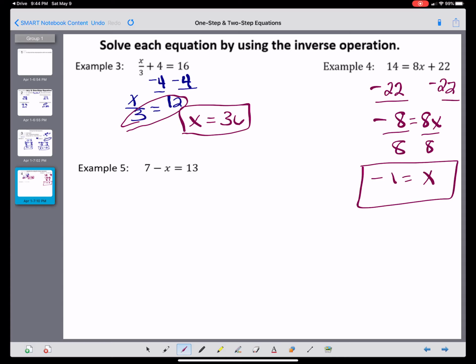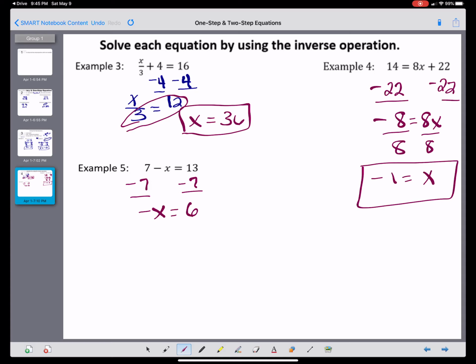Okay, last one, example number 5. Add or subtract, then multiply or divide. So I want to subtract this 7. This is a tricky one, and a lot of students get this one wrong, or problems similar. This is a positive 7. So what's the opposite of plus? Well, it's a minus, so I need to subtract 7. What a lot of students like to do is add 7, but no, in this case you're subtracting 7 from both sides. The 7's go away, and I get negative x is equal to 6.